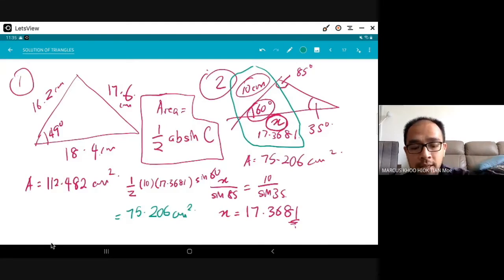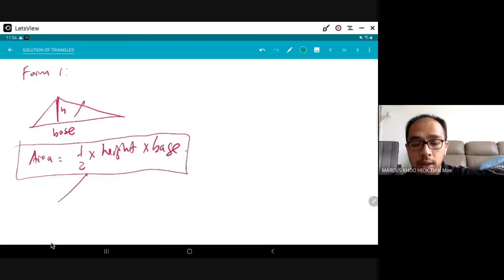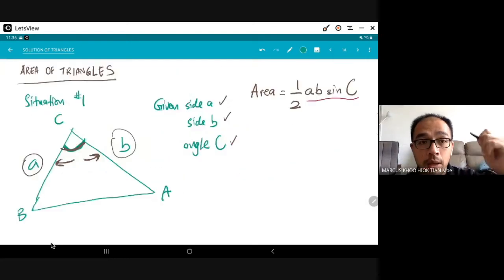Of course, sometimes it's as easy as using the sine rule, and other times, unfortunately, you have to use the cos rule, which is a little bit more complicated. So just because we are studying this subtopic doesn't mean the sine rule and cos rule you can throw away. You still have to use it in this situation. So as I said just now, this is situation number 1. I give you 2 sides and I give you the angle.